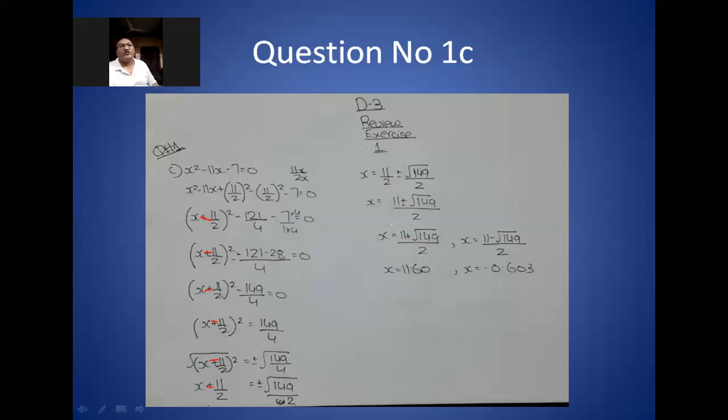So there are two possibilities. One is, on your calculator, you will write 11 plus under root 149 equals, divided by 2 equals. And that will give you an answer of 11.60. And the second answer or possibility is, on your calculator, you will write 11 minus under root 149 equals, divided by 2 equals, the answer will be minus 0.603.